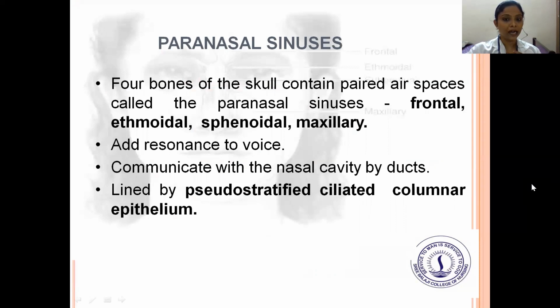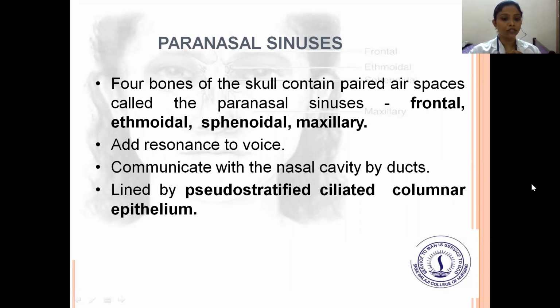And next is the paranasal sinus. Four bones of the skull contain paired air spaces called paranasal sinuses, that is frontal, ethmoidal, sphenoidal, and maxillary. So these are the four bones: frontal, ethmoidal, sphenoidal, and maxillary.